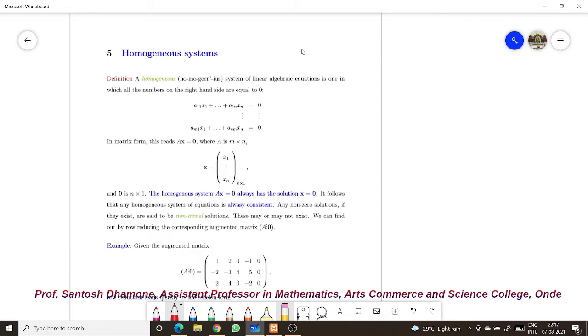Homogeneous systems. Definition: A homogeneous system of linear algebraic equations is one in which all the numbers on the right hand side are equal to 0. This is a homogeneous system of linear algebraic equations.